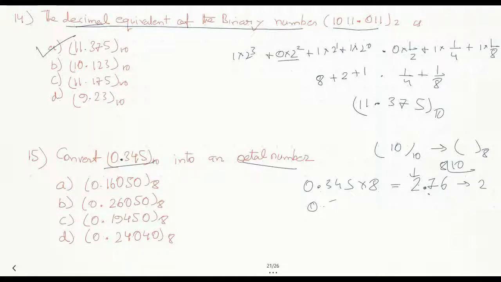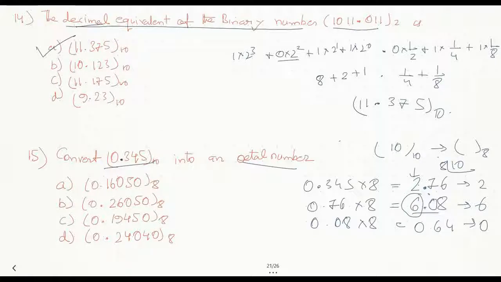Again we'll repeat the procedure. 0.76 times 8 is equal to 6.08. It will give us 6. That is the whole part we are going to store, and we are going to operate on the fraction again. So 0.08 times 8 will be 0.64. We'll get 0 out of here.